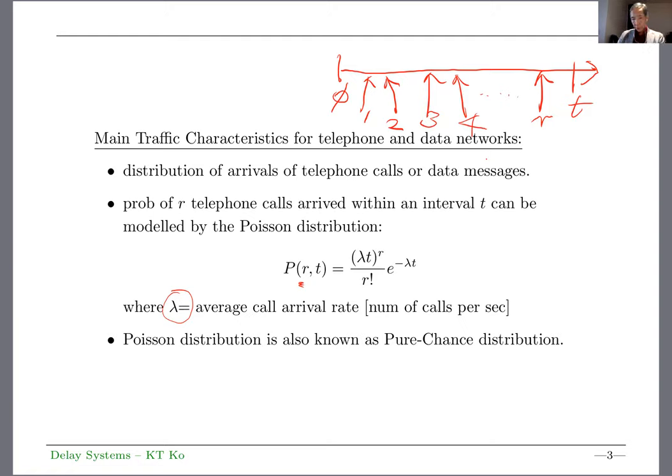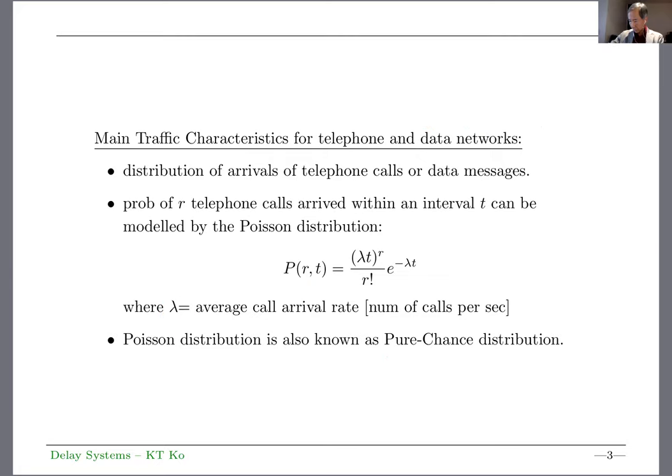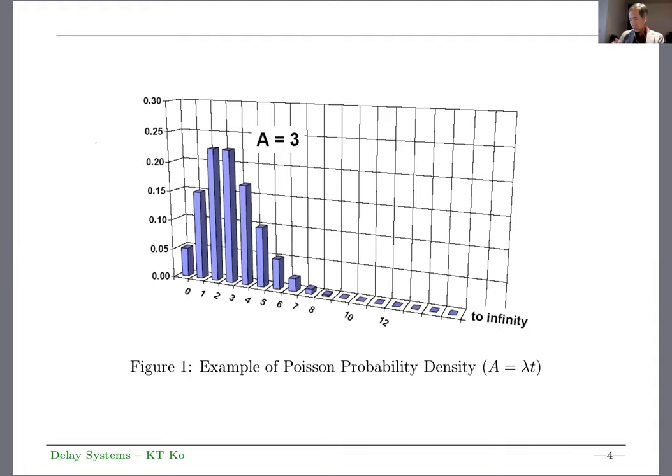The other interesting thing is that the Poisson distribution is also known as a pure chance distribution. For a simple reason: the Poisson distribution has the variance equal to the mean. If you look at the actual Poisson distribution, it goes something like this. This is a pictorial way to describe a Poisson distribution. It's a discrete number. In this case, lambda T is equal to 3.